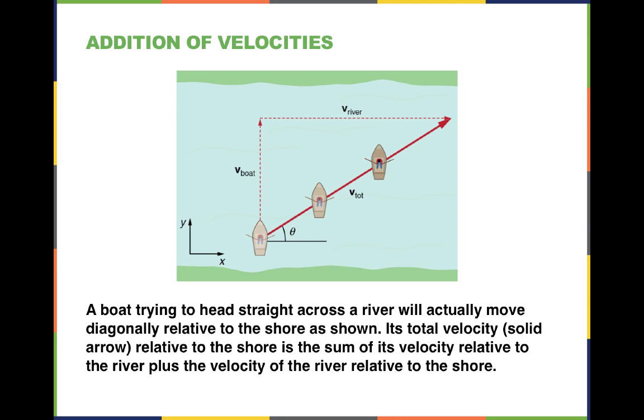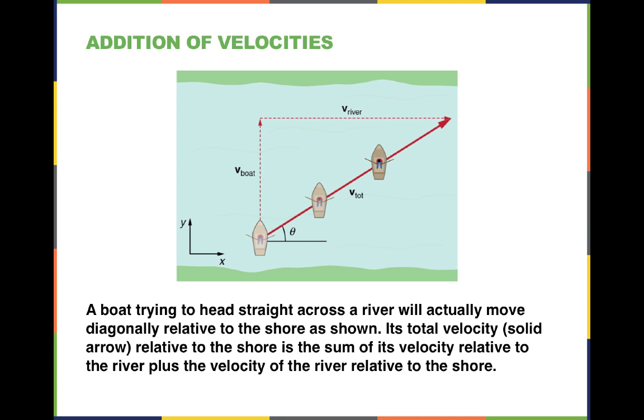Now here's an example of what I'm talking about, not applied necessarily to projectile motion. Here's a boat that's trying to go from the bottom of the slide to the top of the slide. These are the two banks of the river, and it's trying to row straight across the river, but it's going with a current, and this current is moving from left to right in the x-axis.